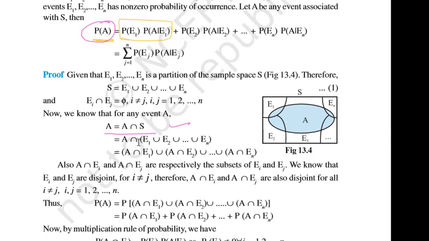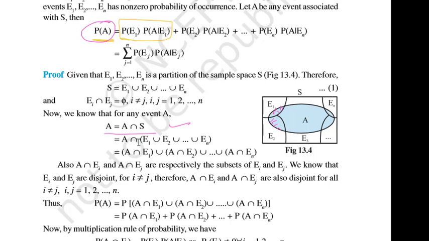Now, A intersection S. What is S? S is E1 union E2 union E3, like that. So, A intersection all these things. Now, I open the bracket and I get A intersection E1 union A intersection E2 union A intersection E3 and so on, union A intersection En. And on the left-hand side, we have A. Also, A intersection Ei and A intersection Ej are respectively subsets of Ei and Ej. We know that Ei and Ej are disjoint. Therefore, the intersections of A and Ei and A and Ej are also disjoint for all. So, if I say this part is different from this part, they are disjoint.